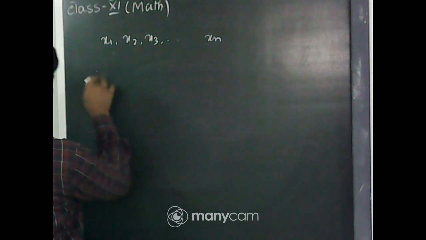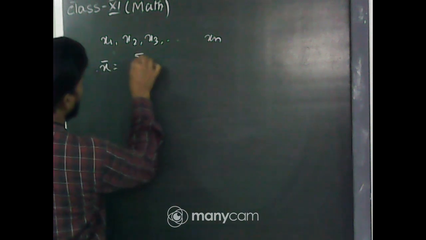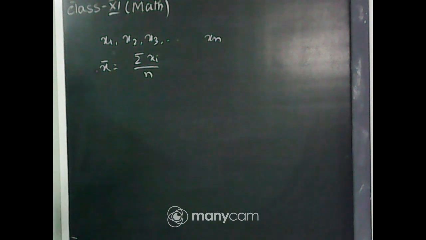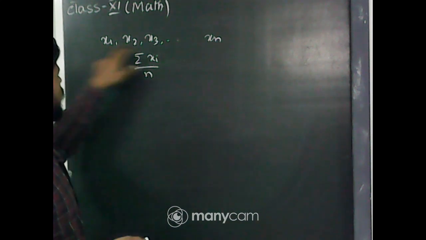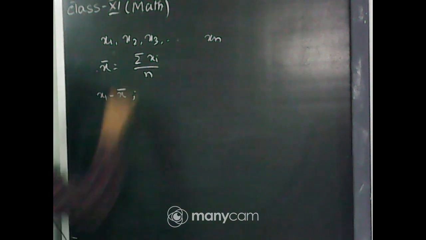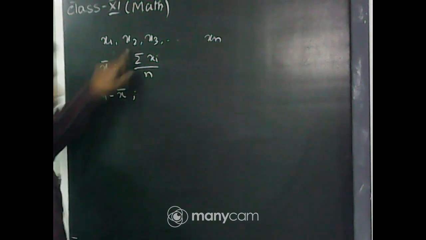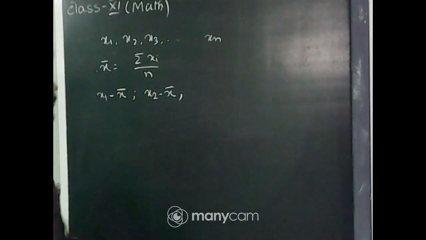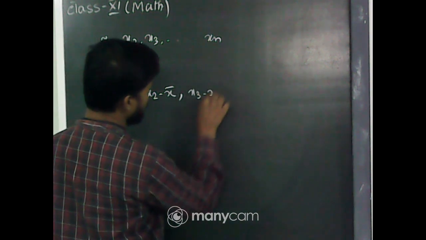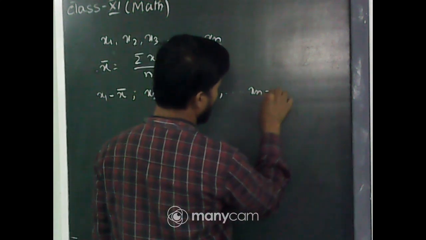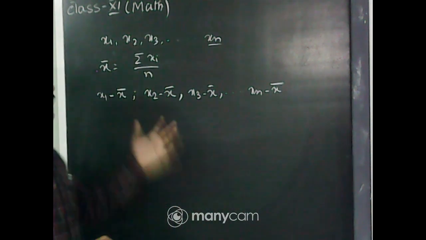We know the formula that the mean is given by summation of xi divided by n, the sum of all data divided by the number of data. Whenever the mean is calculated, next find the deviation of this mean from this data. The deviation from the first data will be x1 minus x bar. The deviation of the second data will be x2 minus x bar. Similarly, the deviation of the third data from the mean will be x3 minus x bar, and so on, and the deviation of the last data will be xn minus x bar. So these are the deviations of the data.